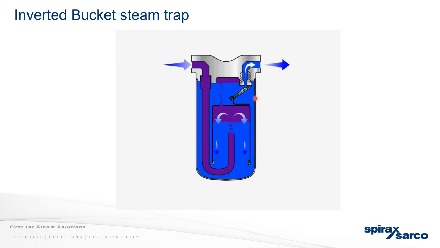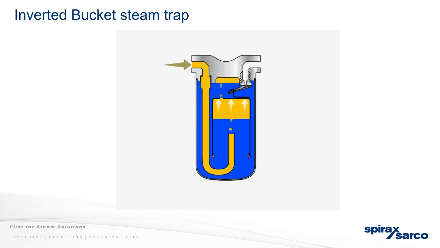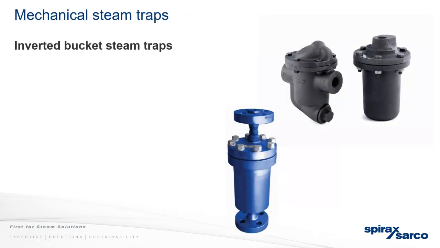These are very good for clearing large quantities of condensate again. They're not very susceptible to freezing because it doesn't really change the shape. It can, but most of the time it doesn't. Again, they are quite multi-purpose. They allow you to clear a lot of condensate quite quickly. So inverted bucket steam traps, these are some of the ways they will look.